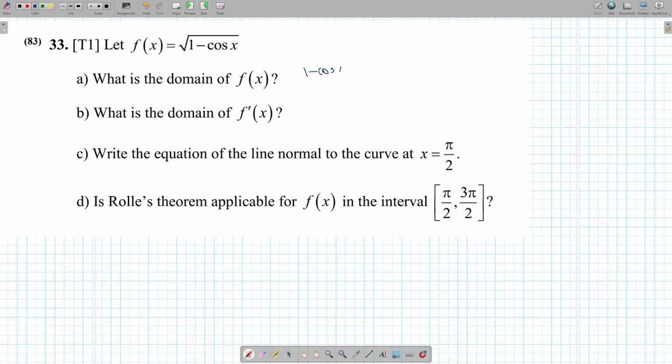So we say 1 minus cosine x greater than or equal to 0. 1 to the other side. Negative cosine x greater than or equal to negative 1. Divide by minus on both sides. You get cosine x less than or equal to 1. And I think all of you know that no value for cosine x will ever get you something bigger than 1. So it will always be less than or equal to 1. Okay, so this is always true. So therefore, the domain x belongs to the set of all real numbers. Okay, we put like x belongs to R.